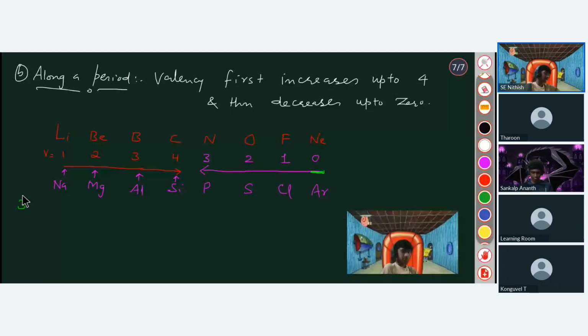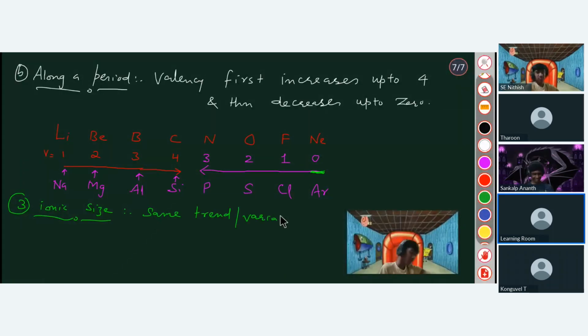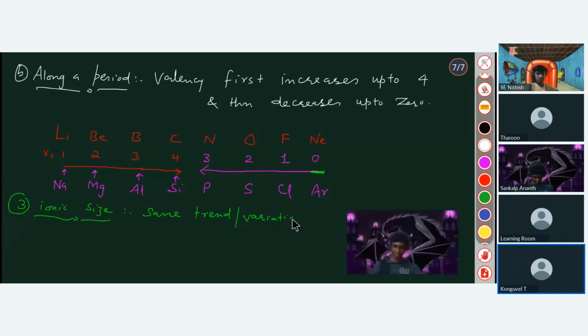Yes, sir. Sir, last there's like 5. No, there's 4, sir. There's ionic size, right? It will be the same as that of atomic size. The trend for ionic size will be the same as atomic size, or you can say the variation. Trend means the variation here, as that of atomic size.